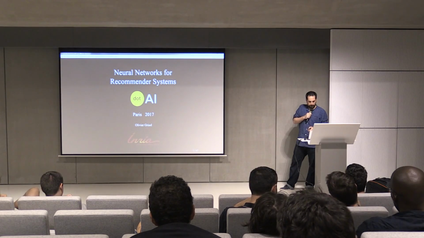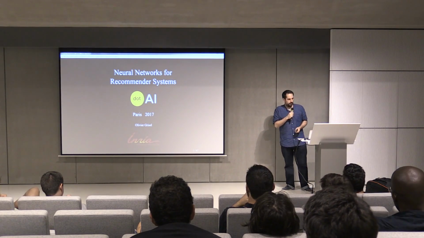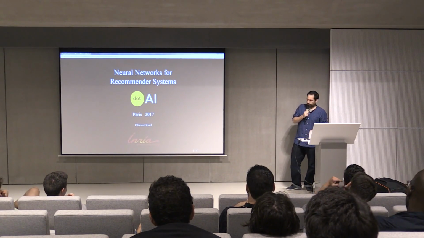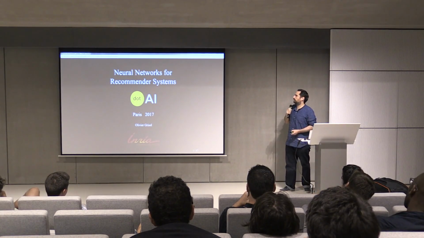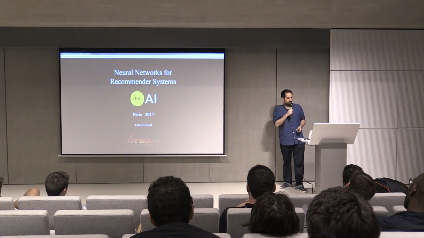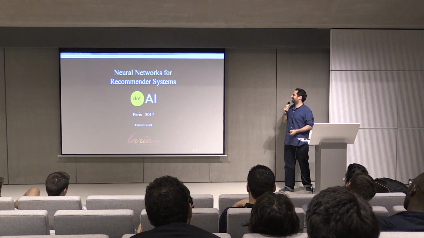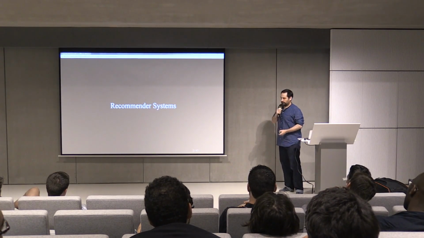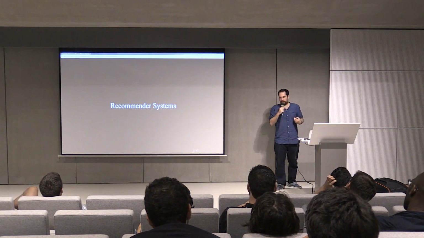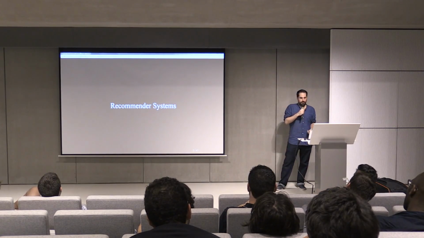Myself, I'm a software engineer working on scikit-learn, the machine learning library, but today I'm going to talk about neural networks, so stuff that we don't really do well in scikit-learn. The goal is to see how neural nets can be used to build recommender systems.